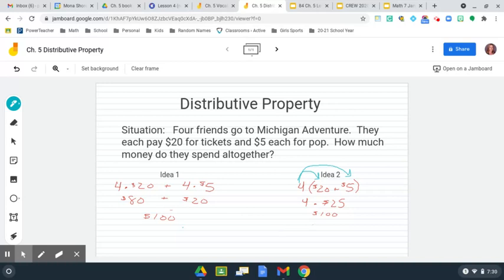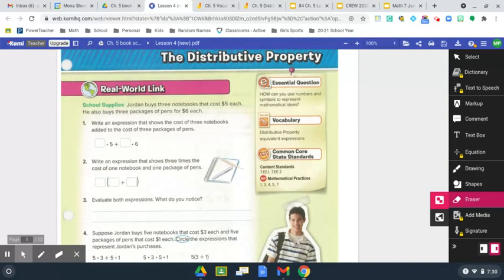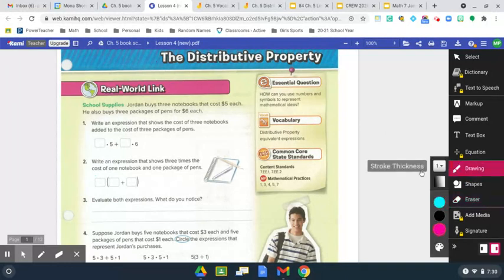So at this point, we're going to transition into book page 375, where it's going to give us a couple different examples with this same thought here. So we're going to head here next, and we're going to look at this real world link. So let's talk about the real world link example with school supplies. It says that Jordan is going to buy 3 notebooks that cost $5 each. He's also going to buy 3 packages of pens for $6 each.